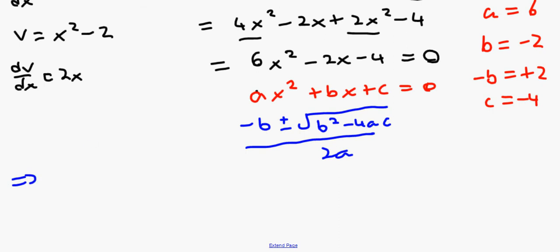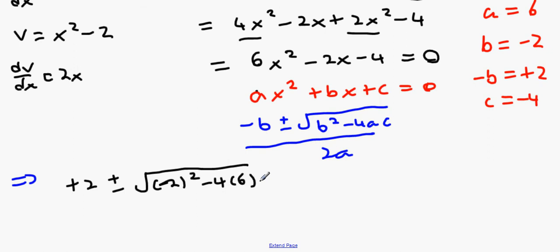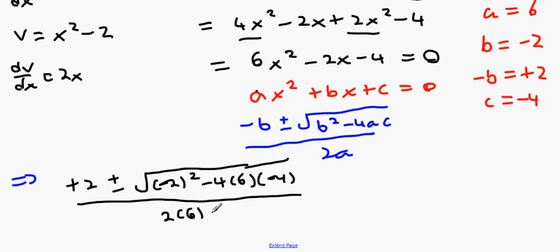So the values of x will be minus b, which is going to be plus 2, plus or minus the square root of minus 2 squared, minus 4ac, which is 4 times 6 times minus 4. And this is going to be all over 2a, which is going to be 12, 2 times 6. Now, the most immediate thing to do is to put this into your calculator right here.